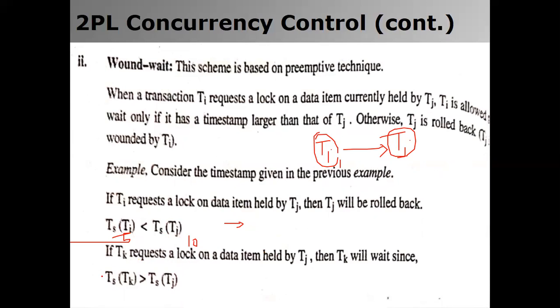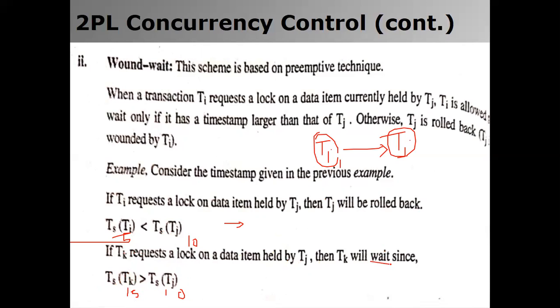Now in the next case, the timestamp of TK is 15. And what is the timestamp of TJ? TJ is 10. So if the timestamp value of the transaction is greater than the timestamp value of the transaction for which it is waiting, because TK is waiting for TJ, and the timestamp value of TJ is 10 and the timestamp value of TK is greater than that, that means TK is the younger transaction. And if it is a younger transaction, then it will wait over here.